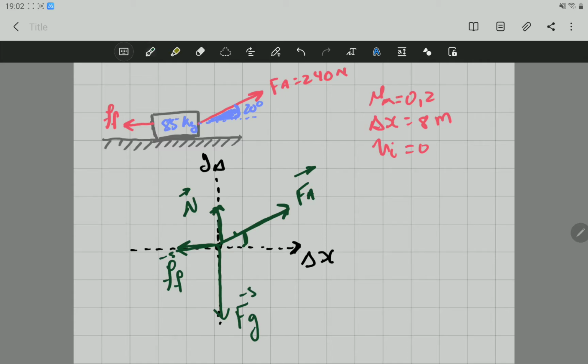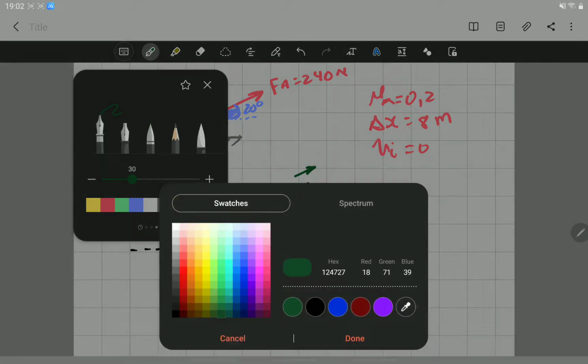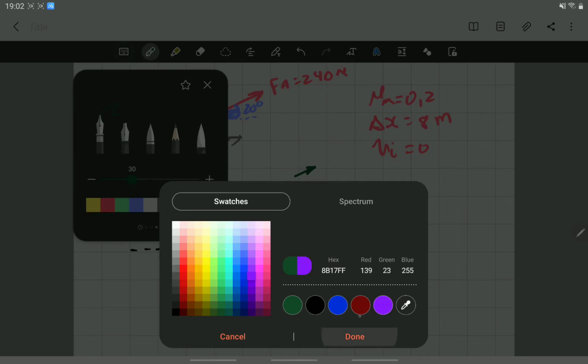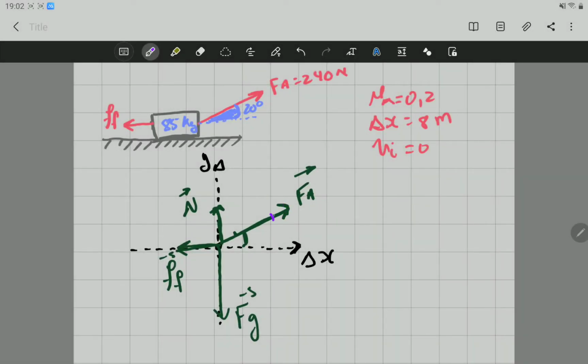Now, if you notice, the applied force is in none of the axes. It's not on X, it's not on Y. Therefore, as you learned in grade 11 and previous grades, you have to resolve this force into two components. You have the parallel component of the applied force, also called the applied force in X. And this one, if you go to the angle, which is this 20 degrees here, is the adjacent side to that angle.